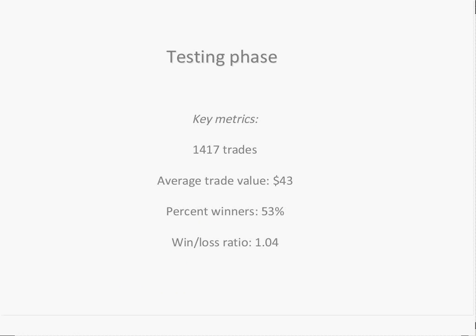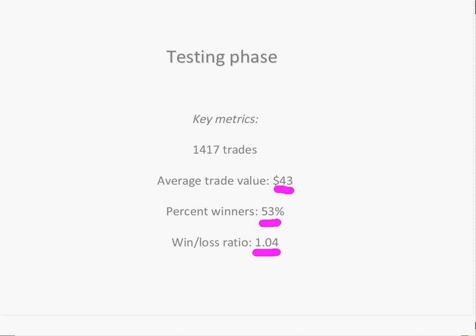First, the key metrics of the strategy. This is also very important: how to measure and evaluate the performance of the strategy. We have about 1,500 trades. The average trade value is $43, 53% winners, and a win-loss ratio of around 1.